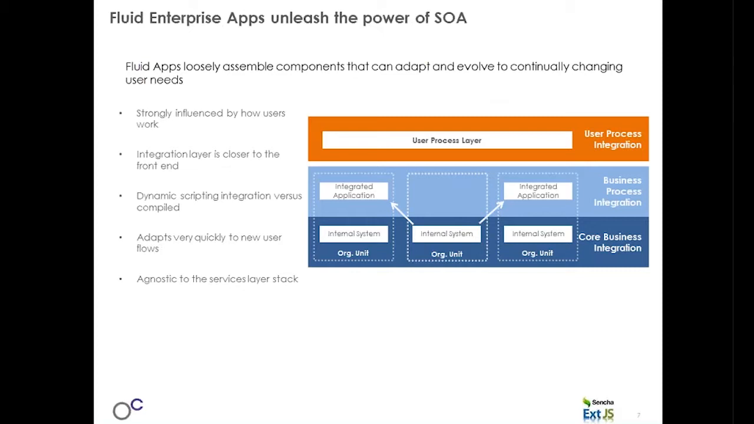By moving the integration into the front end and using dynamic scripting, the next challenge for IT integration can be addressed. That is, getting data and the tools that you built into the hands of the users that actually need them. Ext JS plays a critical role in this new architecture.